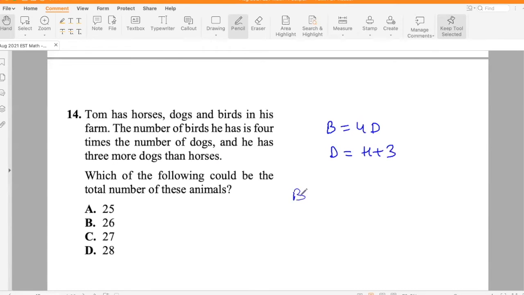Okay. So birds plus dogs plus horses is 4d plus d plus d minus 3. So that's 6d minus 3. Okay, so 6d minus 3 could be 27, right? Because 6 into 5, 30 minus 3 is 27. Can't be 25 because d will not be a whole number. Can't be 26 and can't be 28. So it's C.